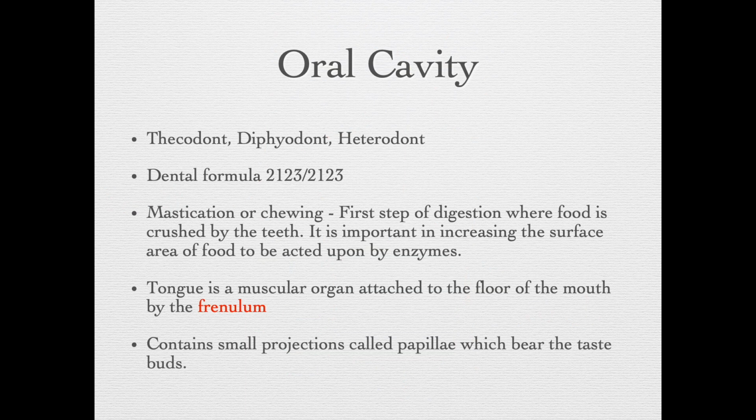With the next section, we will go into the anatomy of the GI tract. The first part that we learn about is the oral cavity, which begins at the lips and ends at the pharynx, and it includes the teeth and the tongue.